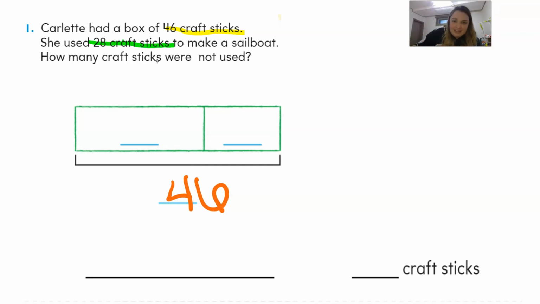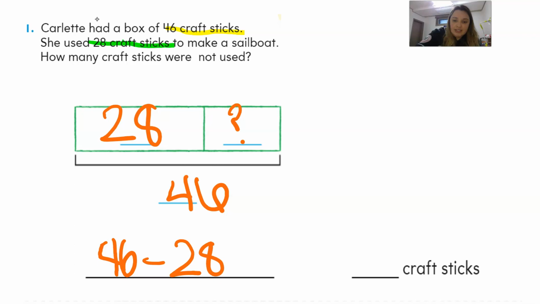So my other piece of information is the 28. So I know that one of my parts is 28. Okay, so 28 is how many she used. This right here is going to be how many she did not use. So what's going to be my number sentence? I'm going to get my whole, which is 46, and I'm going to subtract one of the parts. 46 minus 28 is equal to question mark or box.